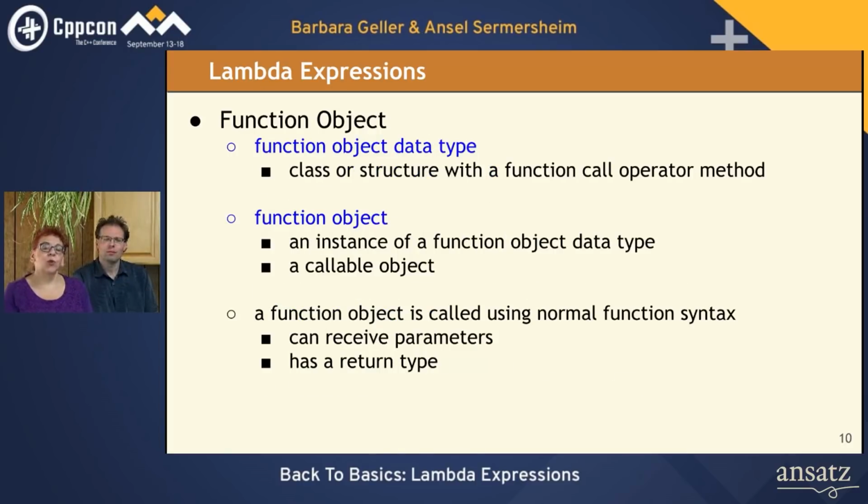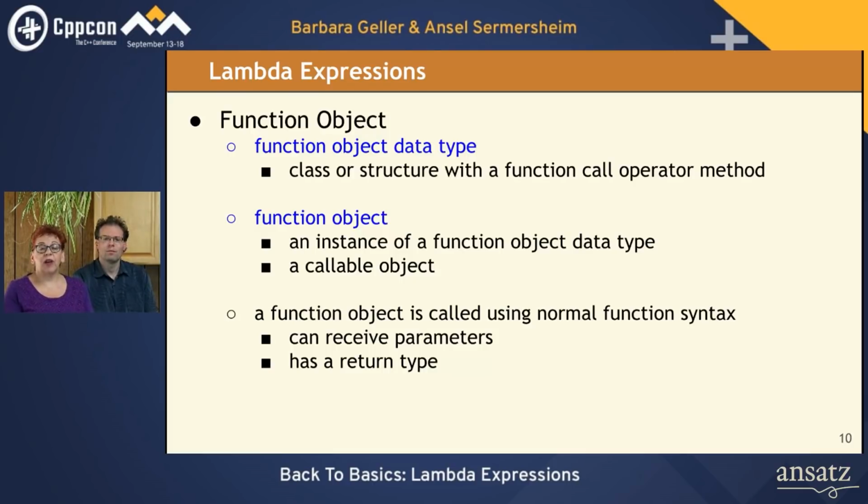So any class which declares a function call operator is called a function object data type, but it is still a class. This is very similar to the way we refer to an std vector. We call it a container, even though it's a class. An instance of a function object data type is called a function object. So we're going through all these definitions so we can understand Lambda expressions. We're going to be tying it all together, and hopefully that will make sense.